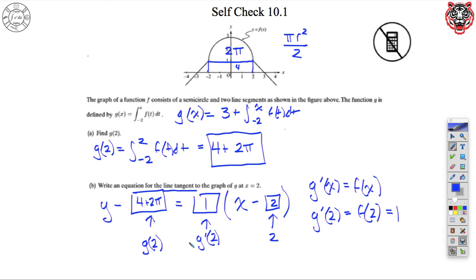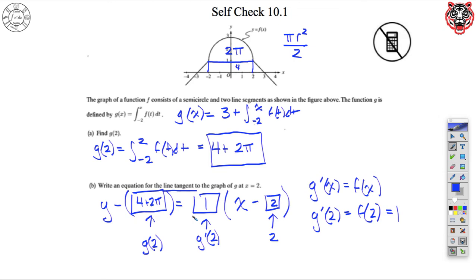If I rewrote this equation, I would make sure that I had parentheses around that 4 minus 2 pi. Otherwise, you'd be writing y minus 4 plus 2 pi. It should be y minus 4 minus 2 pi, or just leave the parentheses. Because that negative is going to be distributed. But what's better is just leave parentheses and don't touch it. Okay.